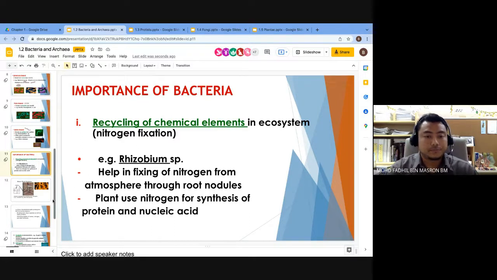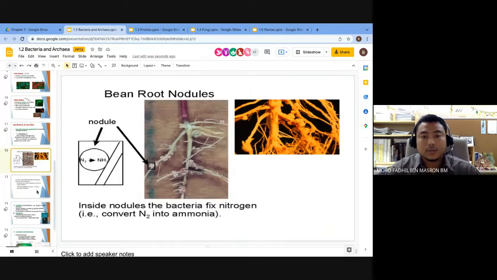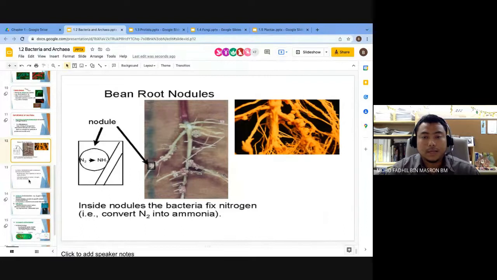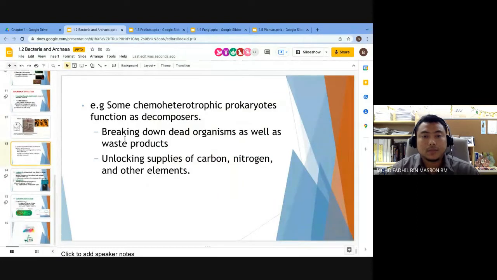Ini adalah contoh gambarnya Rhizobium tu tadi. So some heterotrophic prokaryotes function as decomposers. Maksudnya yang ni dia akan decompose ataupun hancurkan bangkai-bangkai.